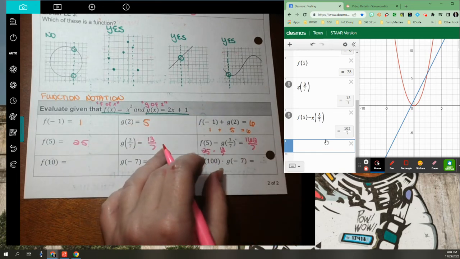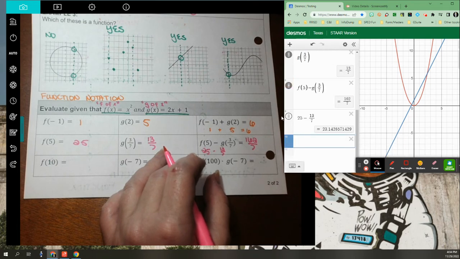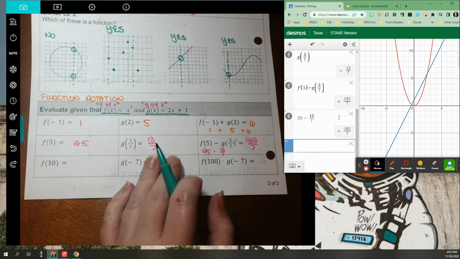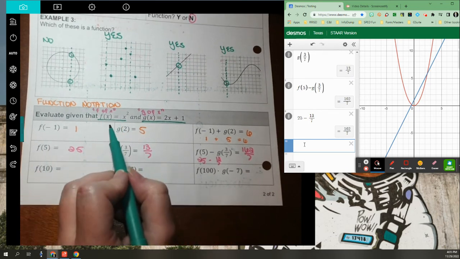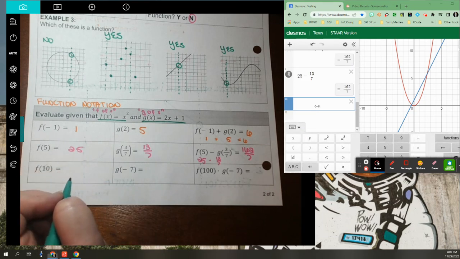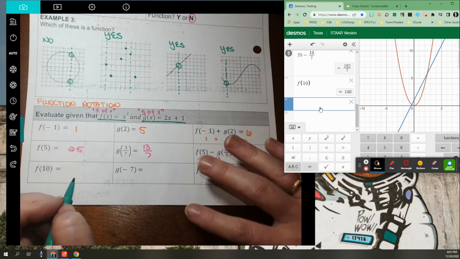Let's double check ourselves to make sure we got that all right. 25 minus 13 divided by 7 equals, oh my goodness, we got it right. Done. Okay, last but not least, let's find f of 10. Remember, I don't have to change anything because I'm still using these same basic functions. Okay, so f of 10 is 100.